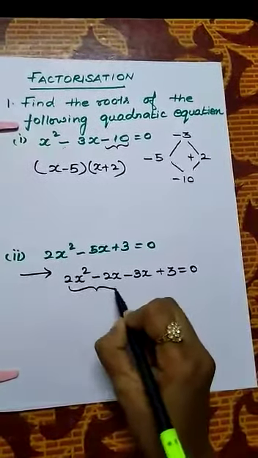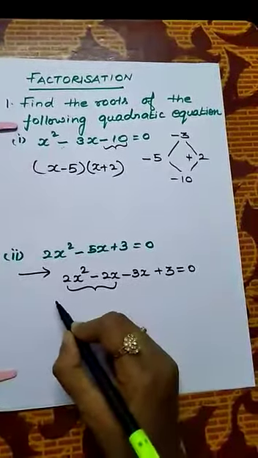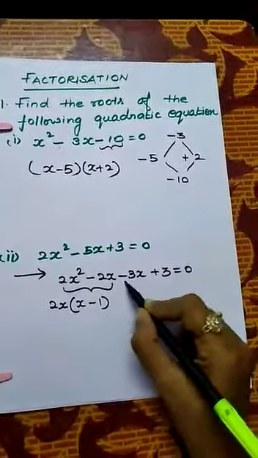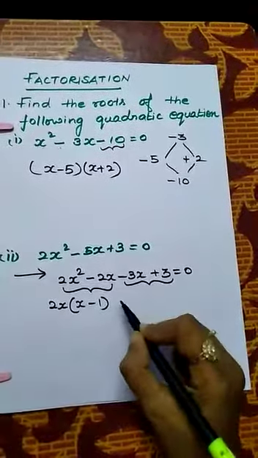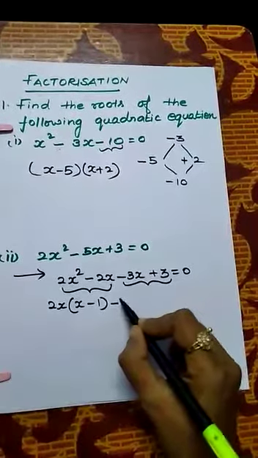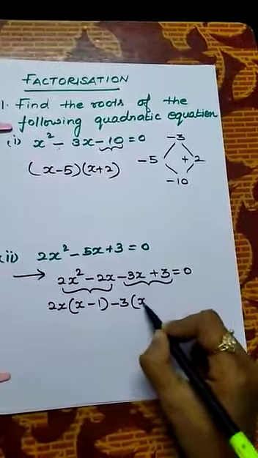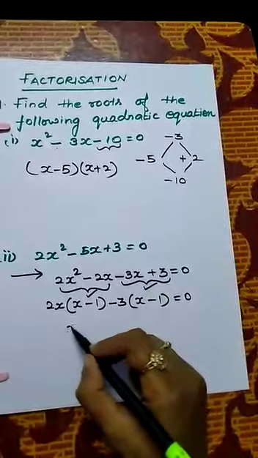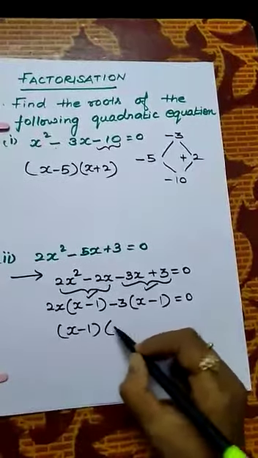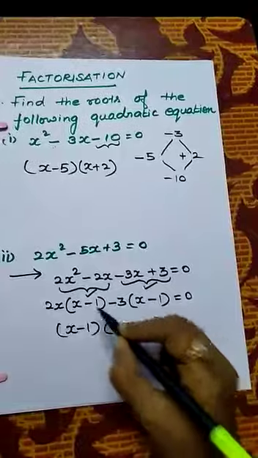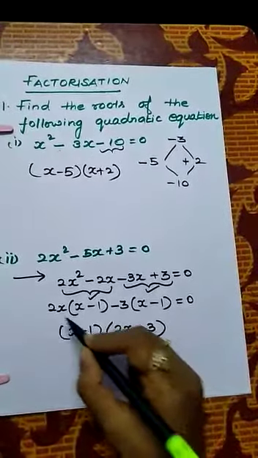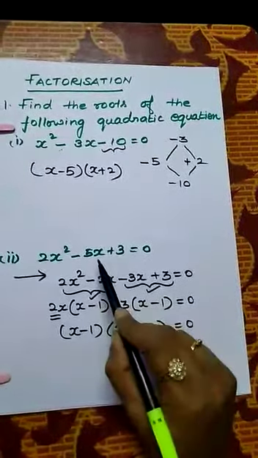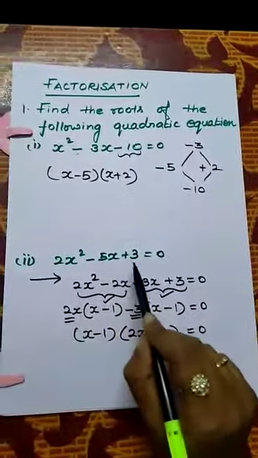Now we have to take the common value in the first two terms. What is the common value? 2x. The balance value is x minus 1. Here in the last two terms we have to take the common value. What is the common value actually? Minus 3. So we have x minus 1. Now we are choosing the common value again. What is the common value? x minus 1. So the balance value is 2x minus 3. So these are the factors of the given quadratic equation 2x square minus 5x plus 3.